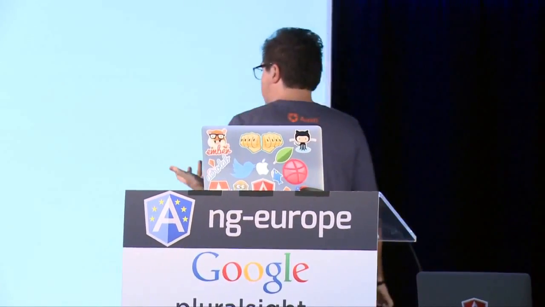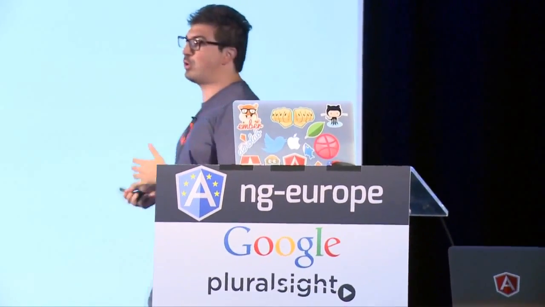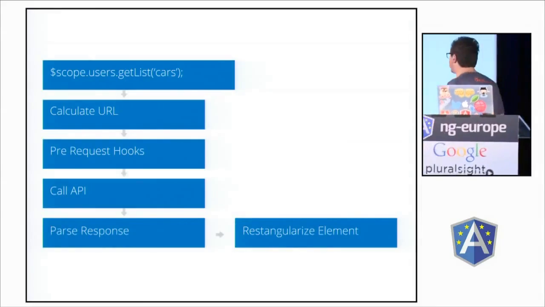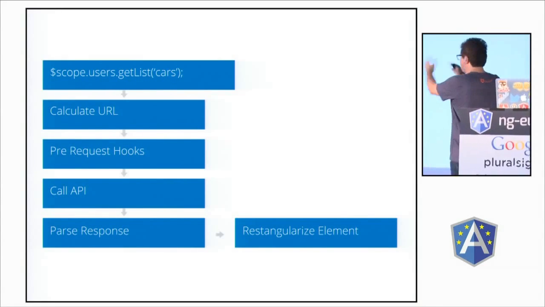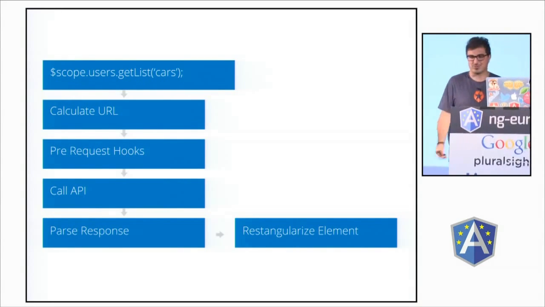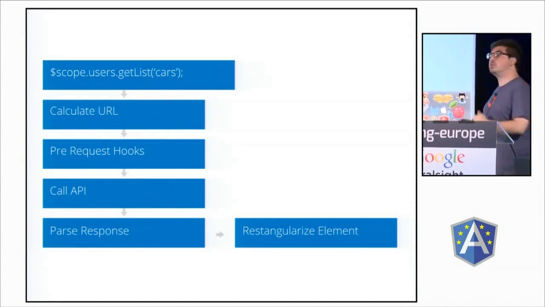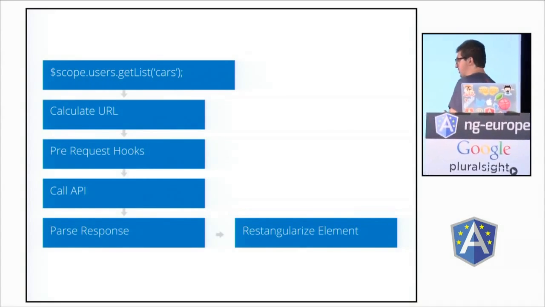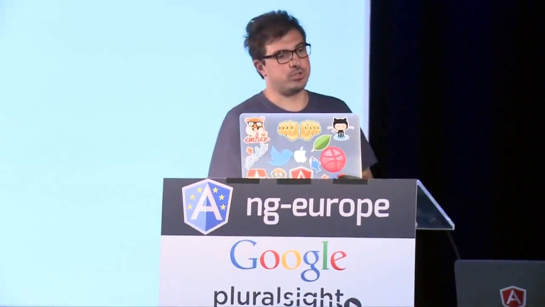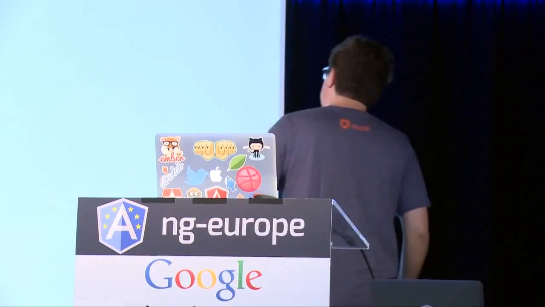And I don't need that, so we need to parse the response to actually return from that object the array itself. Once we parse the response, we do this Restangularized element magic. This Restangularized element actually adds new methods and new properties to the object. The only problem with this on Restangular 1.0 is that those methods are actually added to each of the objects.